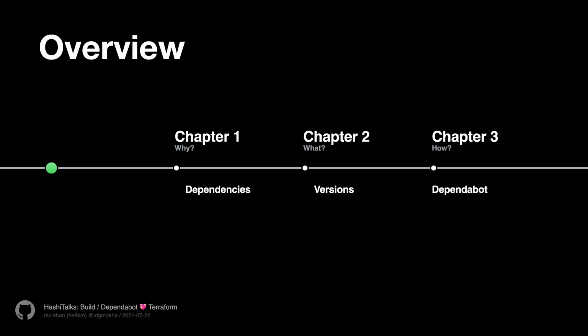Quick overview of what I plan to chat about. Chapter one, I'll talk a little bit about the why behind why we have software dependencies. We'll go over what software dependencies are and how you can tell what sorts of changes occurred in a software dependency by discussing versions. And then hopefully I'll provide some practical tips on how you can use Dependabot to keep your Terraform and Golang projects up to date. Let's get started.